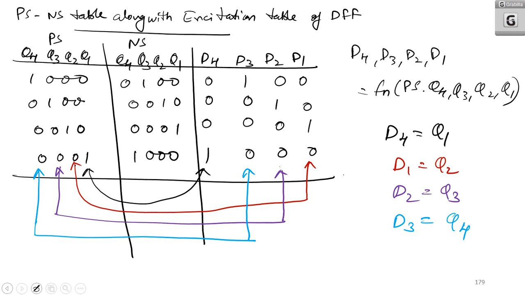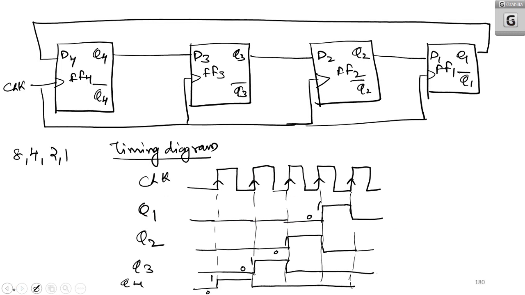So, the specialty of a ring counter is that the output of the last flip-flop is fed back as input of the first flip-flop. Similarly, if you are having only 3 flip-flops, the Q1 will be fed back to D3. If you are having only 2 flip-flops, Q1 will be fed back to D2, whereas flip-flop number 4 and flip-flop number 3 will not be there. That is the only difference.